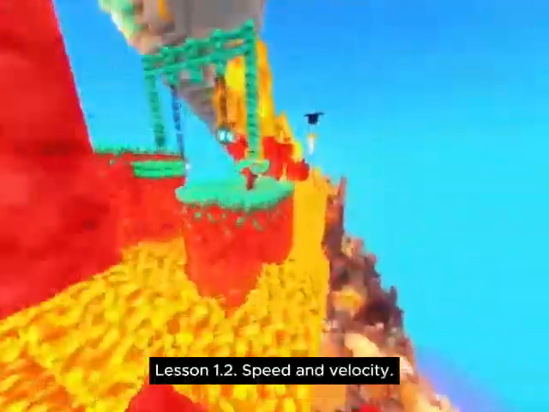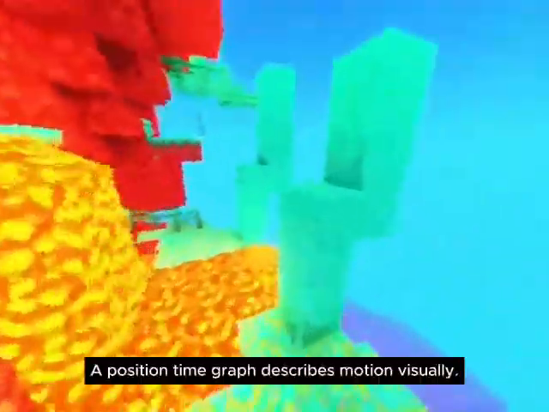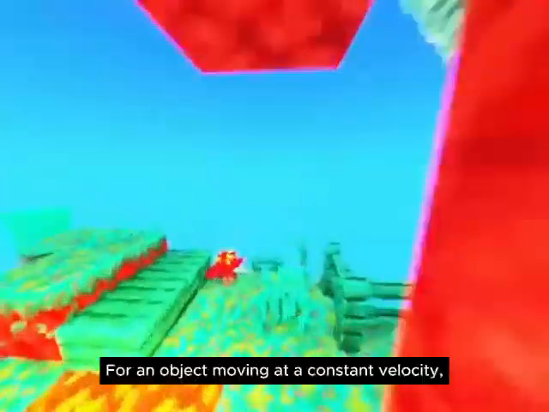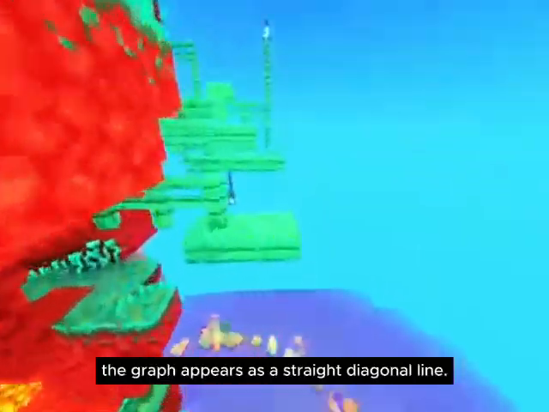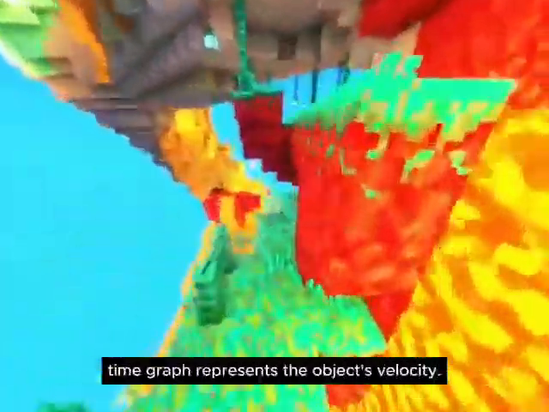Lesson 1.2, Speed and Velocity. Position time graphs. A position time graph describes motion visually. For an object moving at a constant velocity, the graph appears as a straight diagonal line. The slope of the line on a position time graph represents the object's velocity.